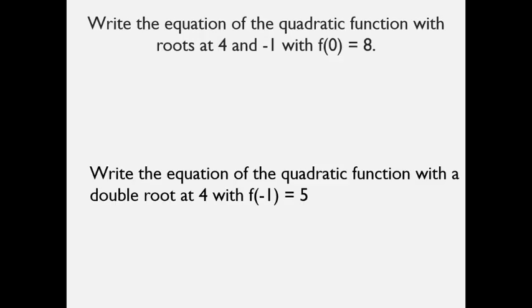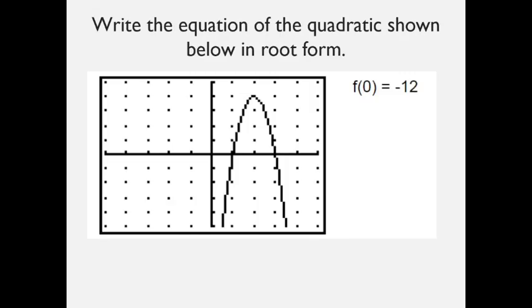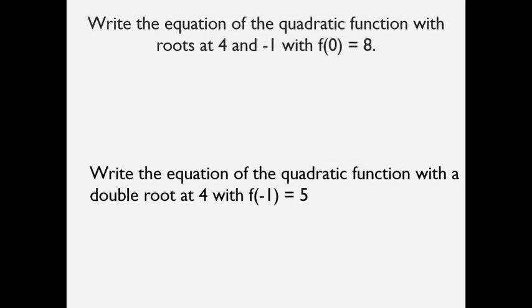So this is the type of problem you're going to see. I've got 3 examples, I think, for each one of them. We're going to write the equation of the quadratic with roots at 4, negative 1, and f of 0 equals 8. So if it gives us roots, we know where to use root form. So I'm going to write it here. We have y equals a times x minus root 1 times x minus root 2.